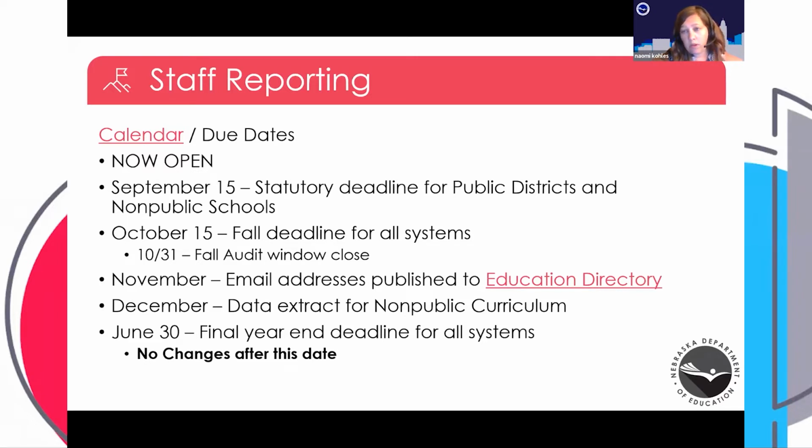In December, we extract the data for a non-public collection called non-public curriculum, usually December, January. That's where the non-publics report their course data. And then at the very end of the year, June 30th, is our final year-end deadline, and that's for all systems. So no changes can be made after that date. This means that staff reporting is basically open from August through June for systems to report their data, make updates, and report their staff data to the state.